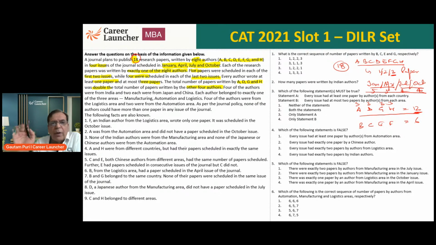We don't know. So far, we don't have any information in this regard. Okay? But BCEF together are going to have 6 papers. So quite possibly the question will ask us to find out something about the number of papers written by BCEF and so on and so forth. Okay, let's move ahead.